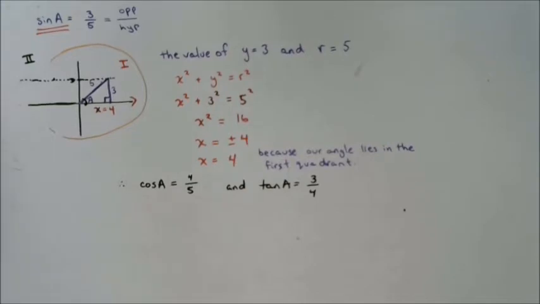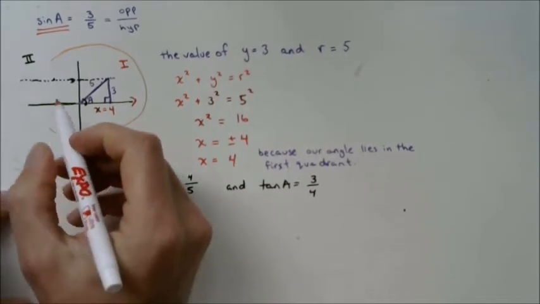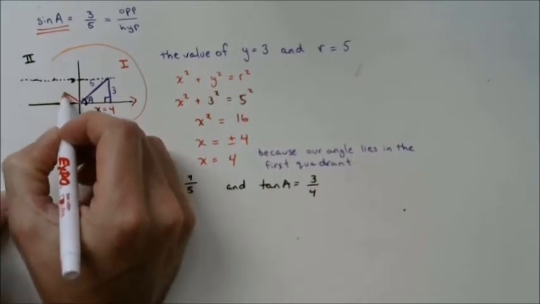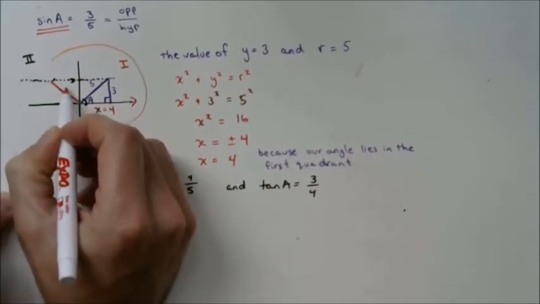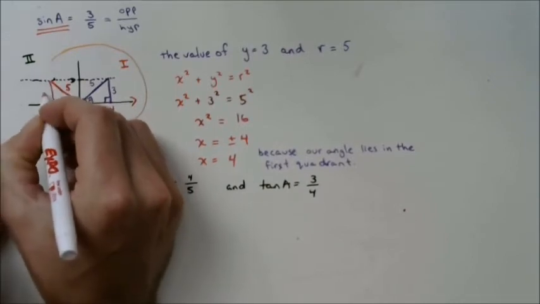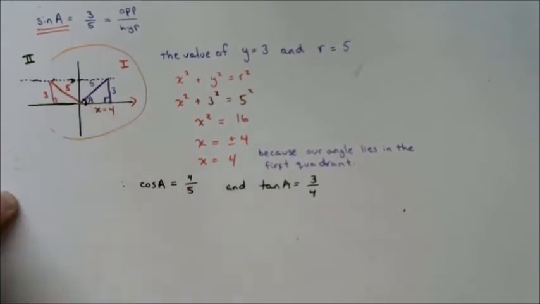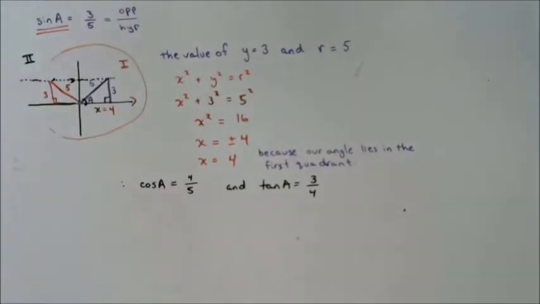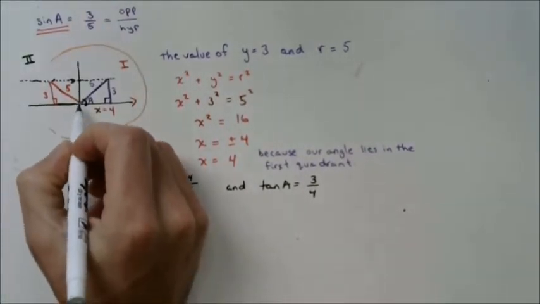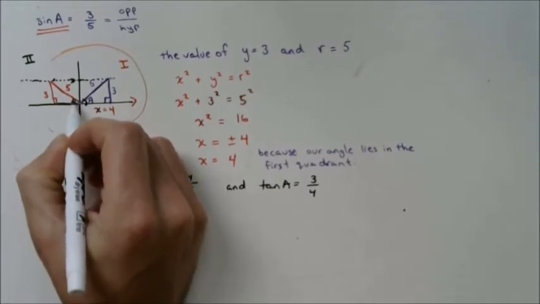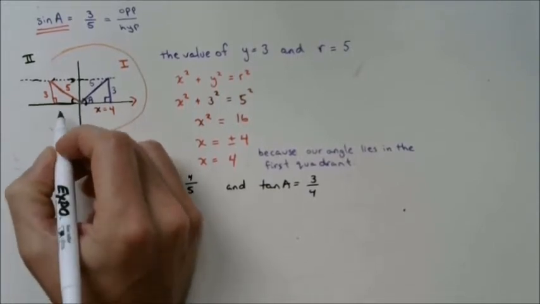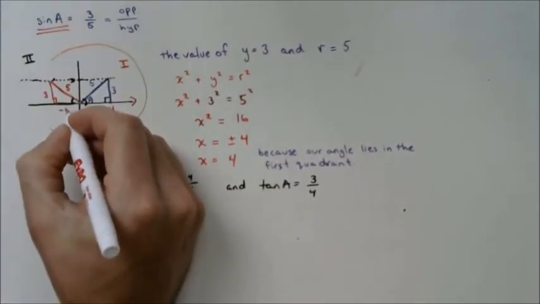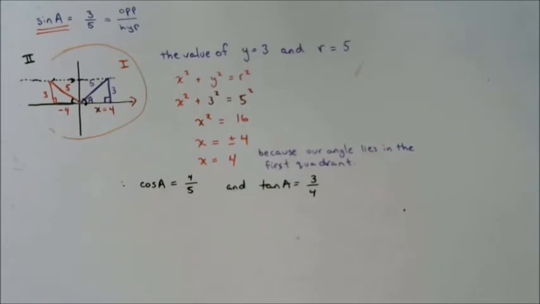So that tells us that our hypotenuse is going to be 5. So if we know the height is 3, and we know the hypotenuse is 5, then we know it's going to look like that. And the only thing that's changed here is that the x value, the adjacent side, has changed from being positive 4 to negative 4. It's the only thing that's changed.